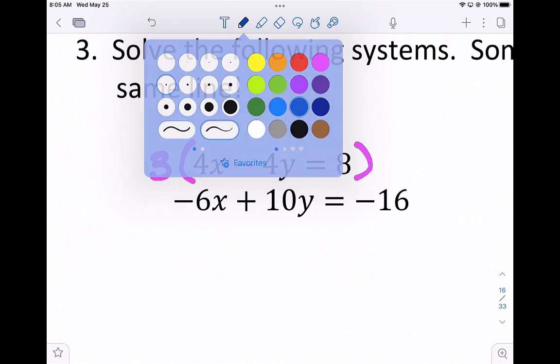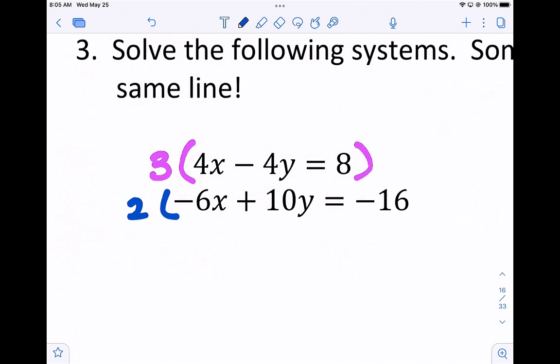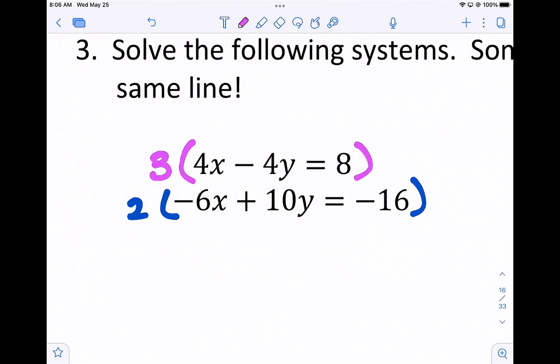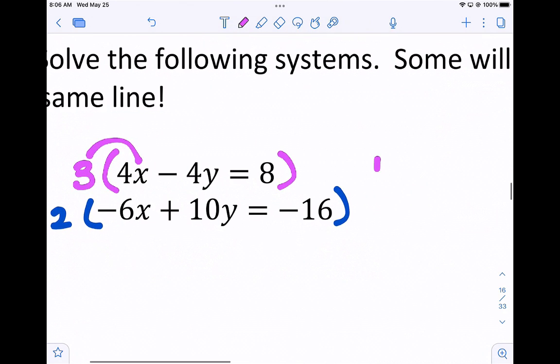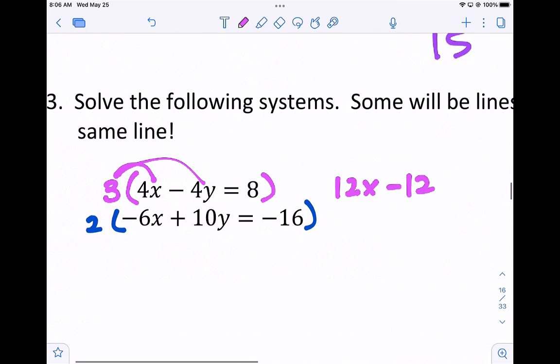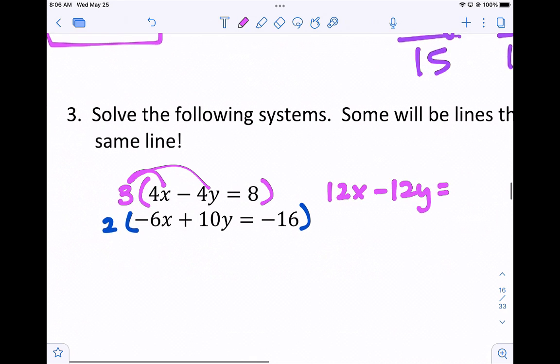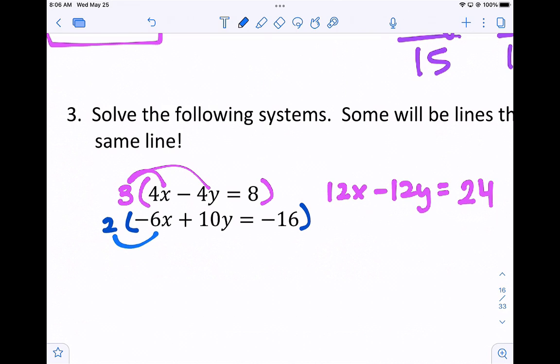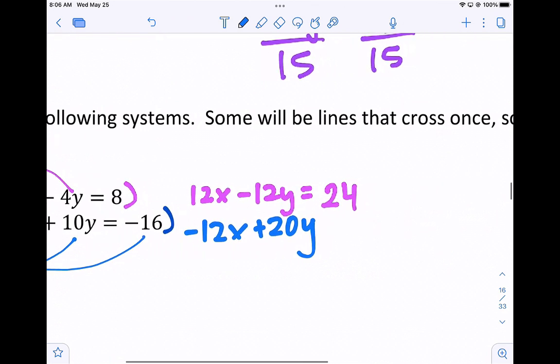Let's change colors here. All right, so let's go ahead and distribute. You distribute to everything inside the parentheses. So we have 12x minus 12y equals 24. And then we'll distribute the other one: -12x minus 20y, or plus 20y, equals -32.